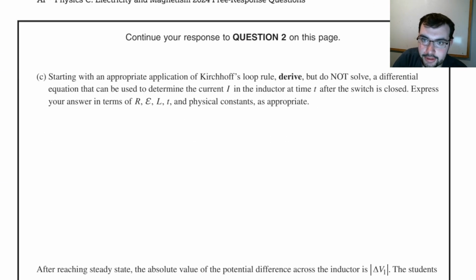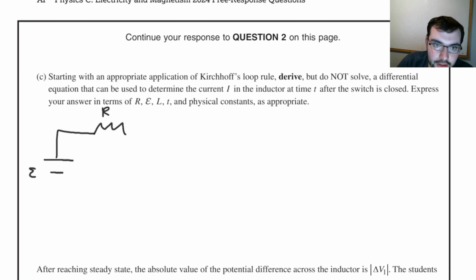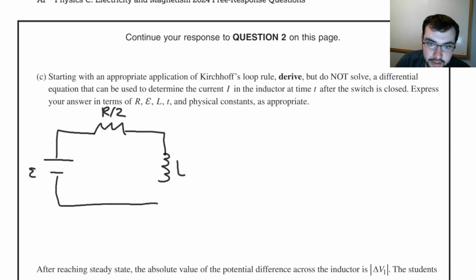Starting with an appropriate Kirchhoff loop rule, derive but do not solve a differential equation that can be used to determine the current I in the inductor at a time t after the switch is closed. So if we look at our effective circuit here, we've got the EMF of the battery, a resistor of R over 2, and an inductor, and then we come back.